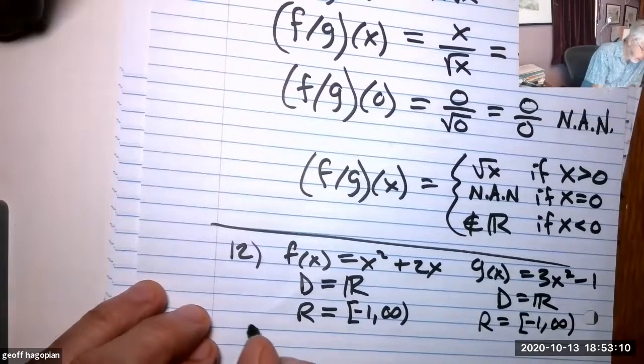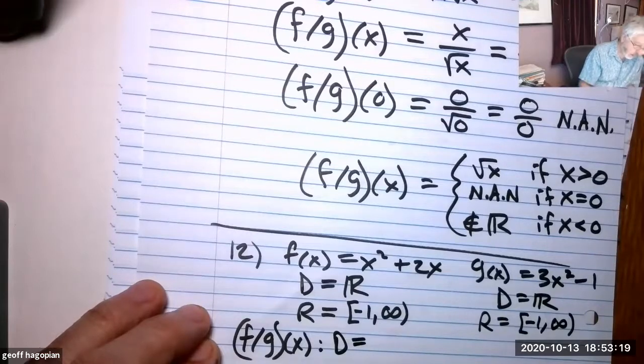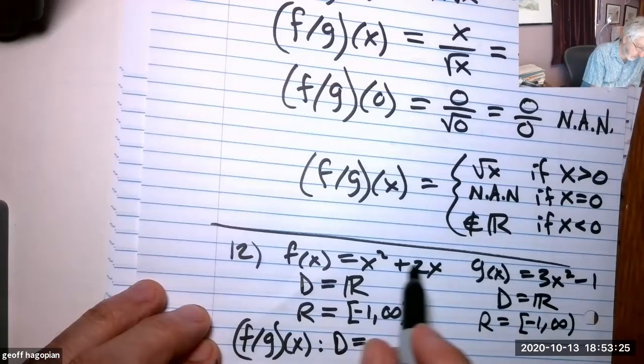So if you've got f over g of x, the domain is going to be what? Well, you can't have... so what input produces a 0 output for this function?